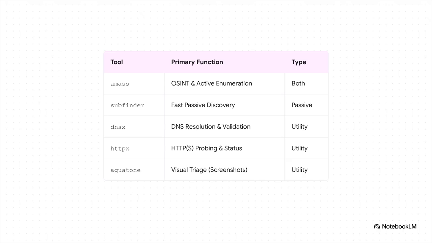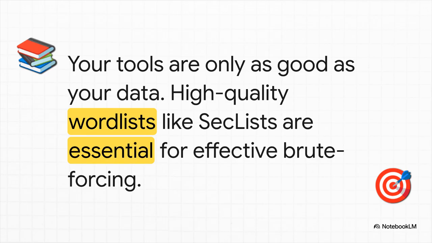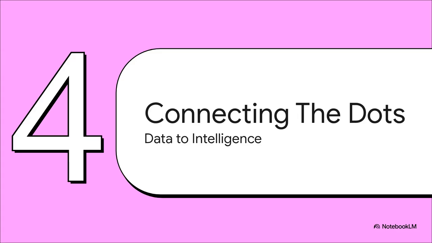But you have to remember, these tools are only as good as the data you feed them. For brute forcing, high-quality word lists are absolutely essential. Projects like SecLists give us these massive dictionaries of common subdomain names, and that makes our active probing way more effective. Okay, we've run our tools, we've gathered clues from all over the internet.